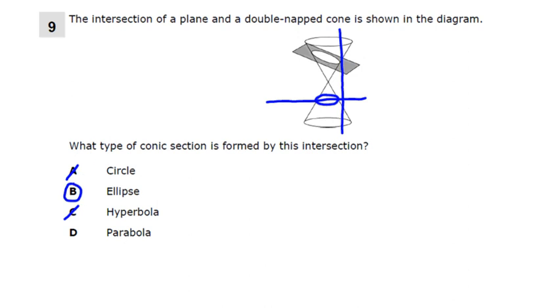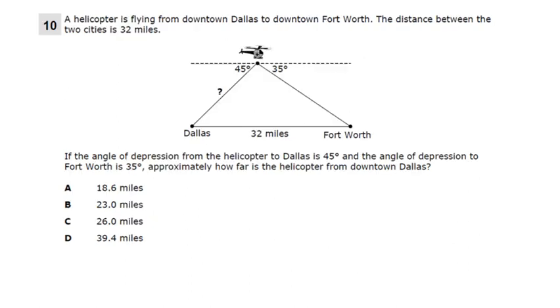10. A helicopter is flying from downtown Dallas to downtown Fort Worth. The distance between the two cities is 32 miles. So we're going to find this distance here by the question mark. I'll just put X over here. And we can use the fact of a transversal. We know that this angle in the right corner has to be 35 degrees. We know this one in the left corner has to be 45 degrees.